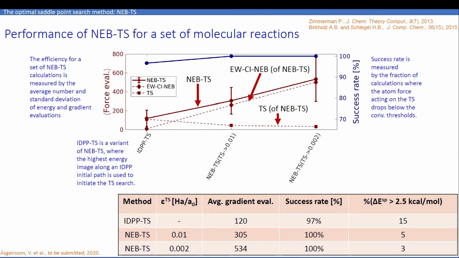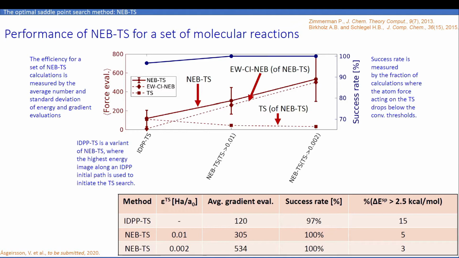So, we ran 3 variants of the NEP-TS method on the test set. First is the IDPP-TS method, where the TS search is started from the highest energy image along an IDPP initial path, and then 2 sets of NEP-TS calculations with a TS activation threshold of 0.01 and 0.02 Hartree per Bohr. NEP-TS with a TS activation threshold of 0.01 Hartree per Bohr yields a 100% success rate and an impressive average of 305 energy and gradient evaluations. This is roughly 1/3 of the evaluations compared to full energy-weighted clamping image NEB.